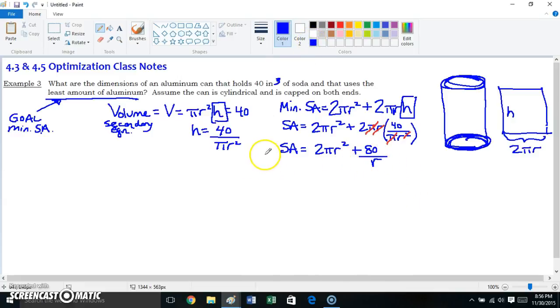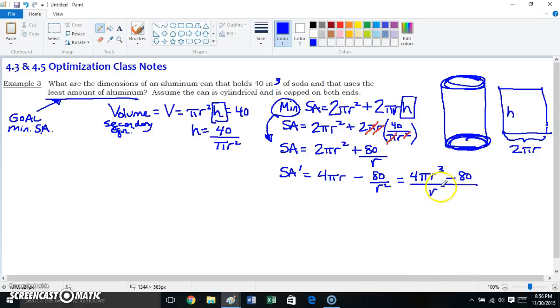Okay, so here's our surface area. Our goal is to minimize the surface area. So let's take our derivative. S prime will be 4 pi r minus 80 over r squared. Get a common denominator: 4 pi r cubed minus 80 over r squared. Find out where your numerator is 0. Find out where your denominator is equal to 0 to get your critical points.